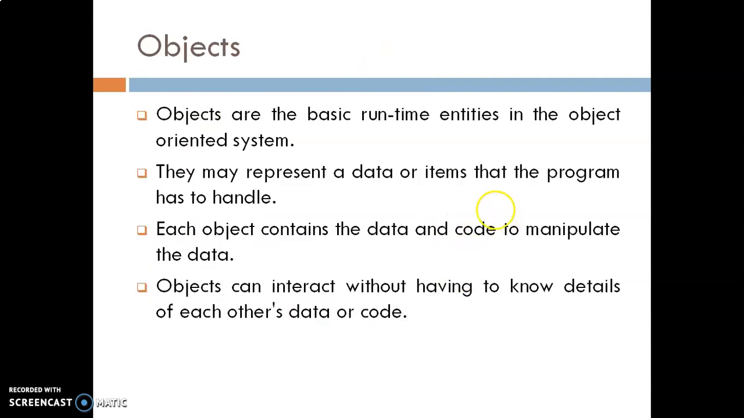So what is an object? As I said, C++ works on real-time entities, that is objects. Objects are the basic runtime entities in the object-oriented system. They may represent data or an item that the program has to handle. It means in a program we are using objects in the form of data or in the form of an item. Objects can interact without having to know the details of each other's data or code. Here we are using the data hiding feature.